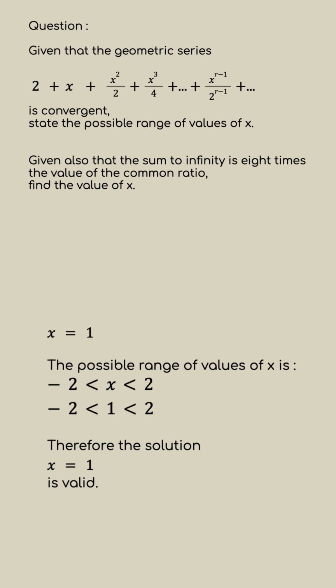Remember to verify that the x value is within the possible range of values. x is between -2 and +2. 1 is between -2 and +2. Therefore, the solution x equals 1 is valid. That is the answer to the second question. The value of x is 1.